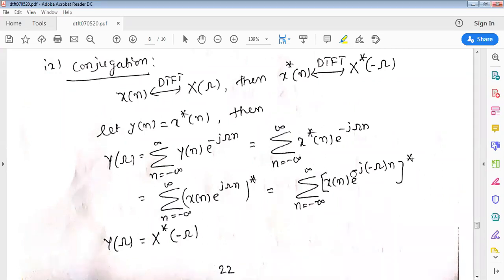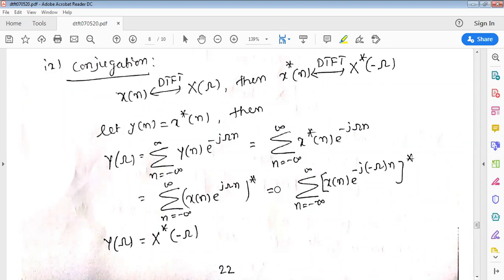Plus j is written as minus j into minus 1, that is e power minus j into plus omega is written as minus omega. So omega is written as minus of minus omega, so it will become minus j into minus omega n whole star. Now it is same as, let us take minus omega equal to p. Then what will happen? x of n e power minus j p n. That is nothing but x of omega. But only difference is omega gets replaced by minus omega. So this is x of minus omega whole star as it is. Therefore, y of omega will become x star of minus omega.